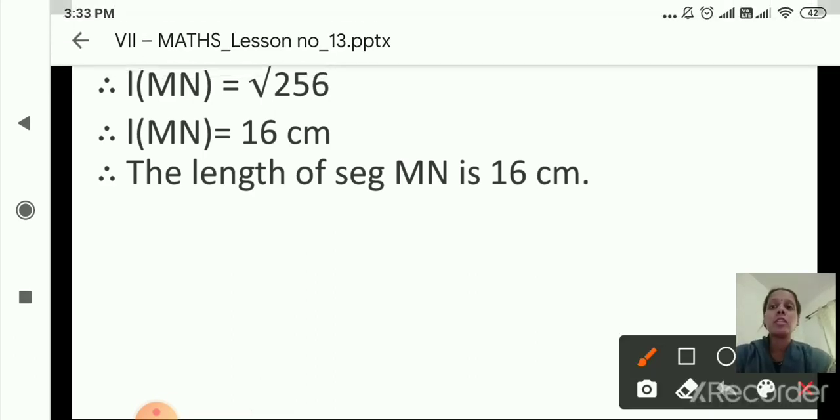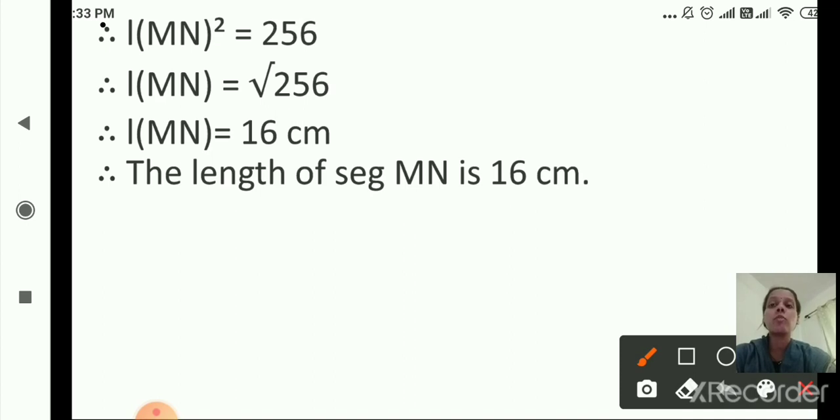if you have a question like how will we come to know the square root of 256 is 16 only, for that you need to learn all the squares. Okay, starting from 1 till 25 or 30. You will learn all the squares, then only you can find out square roots easily. Therefore the length of segment MN is 16 centimeter, and this is the final statement.